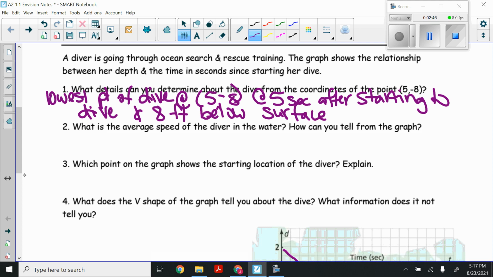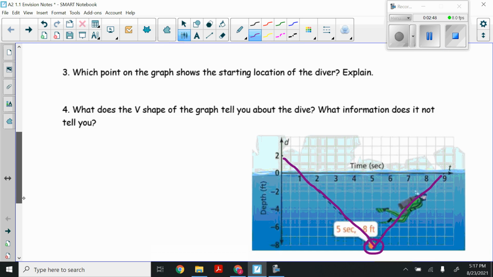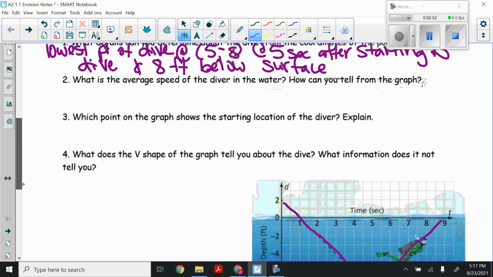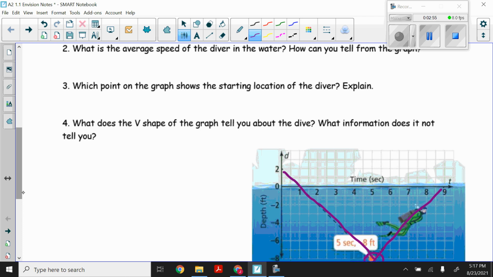So that point (5, -8) represents the lowest point of the dive, and we know that occurred 5 seconds after starting the dive and 8 feet below the surface. So number 2 says, what is the average speed of the diver in the water, and how can you tell this from the graph? Average speed of the diver in the water: this is asking us for slope.